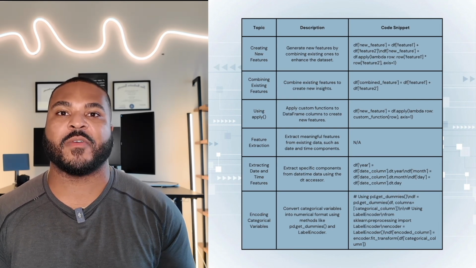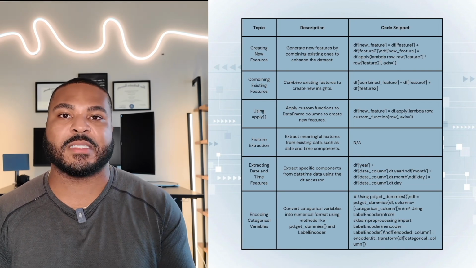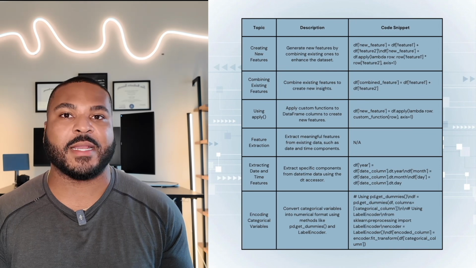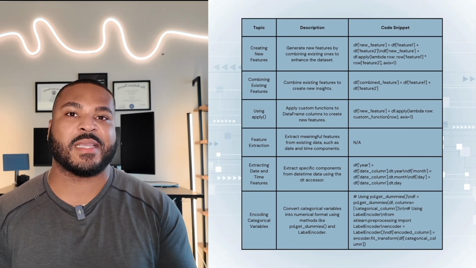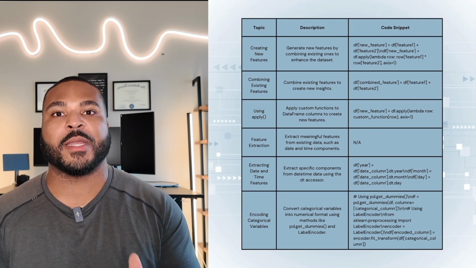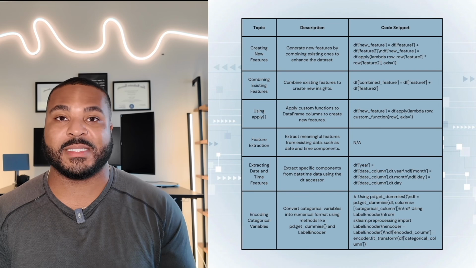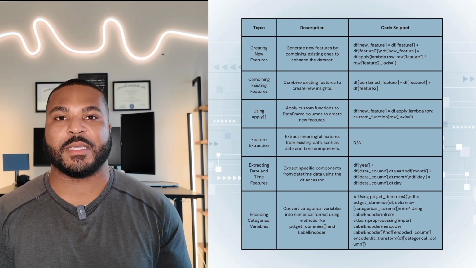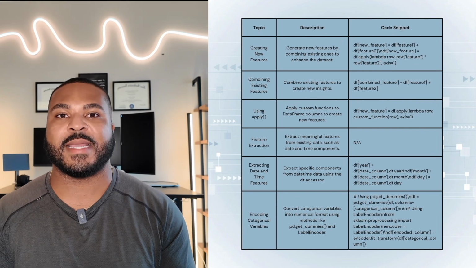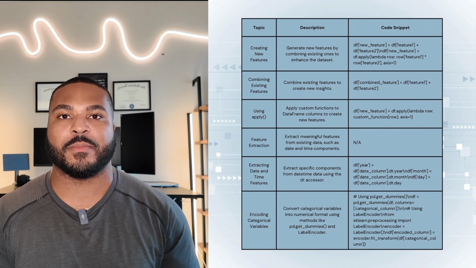Feature extraction involves deriving new features from existing data, such as extracting specific components from datetime data. This helps in converting raw data into more meaningful information. Let's say you have a datetime column. You can extract specific components like year, month, day, etc. using the dt accessor. This code snippet extracts the year, month, and day from the date_ column and creates new features for each component.